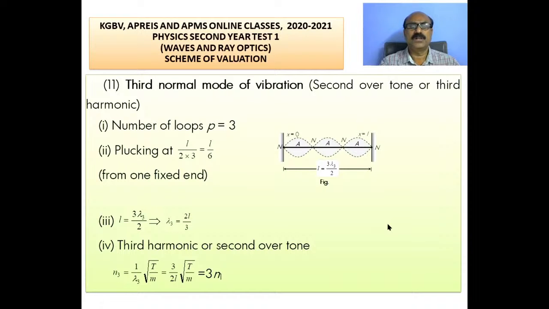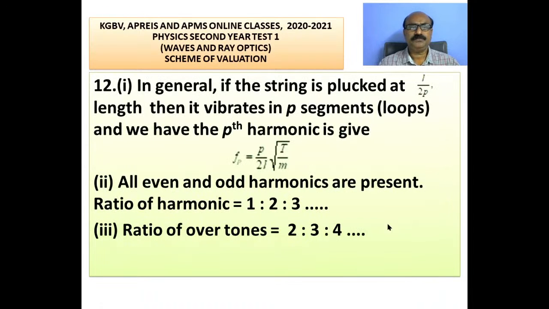So at least you have to write down 3 modes of vibration with neat diagrams. And finally, in general, if the string is plucked at L by 2p length, then it vibrates in p segments or loops, and the frequency of the pth harmonic is p by 2L. Instead of 1 by 2L, you write the number of loops, p by 2L under root T by M. So this is the general formula.